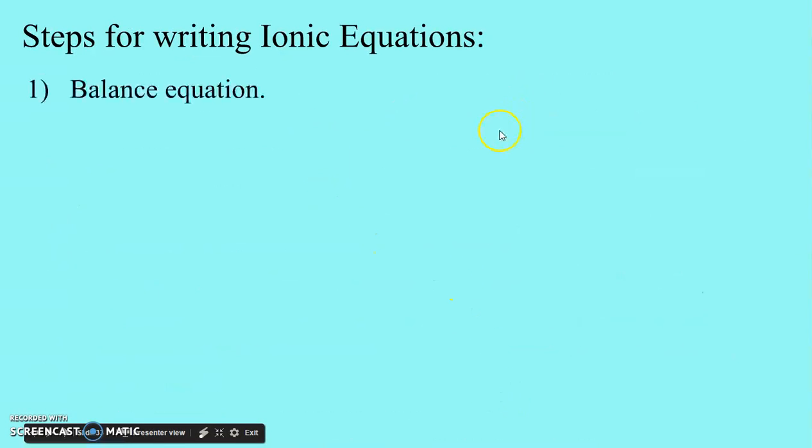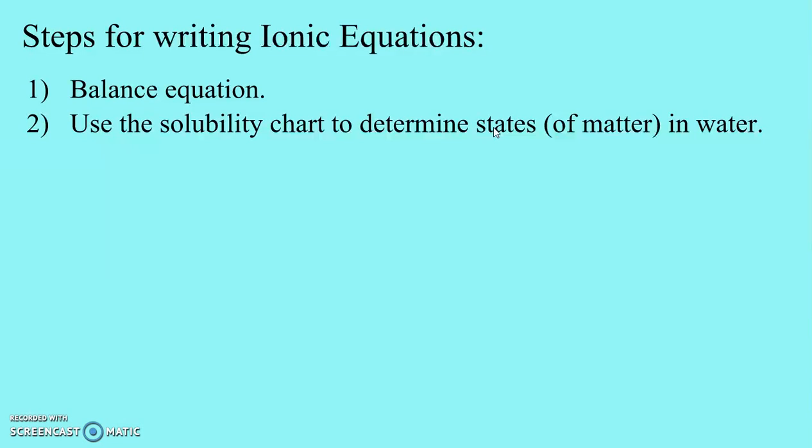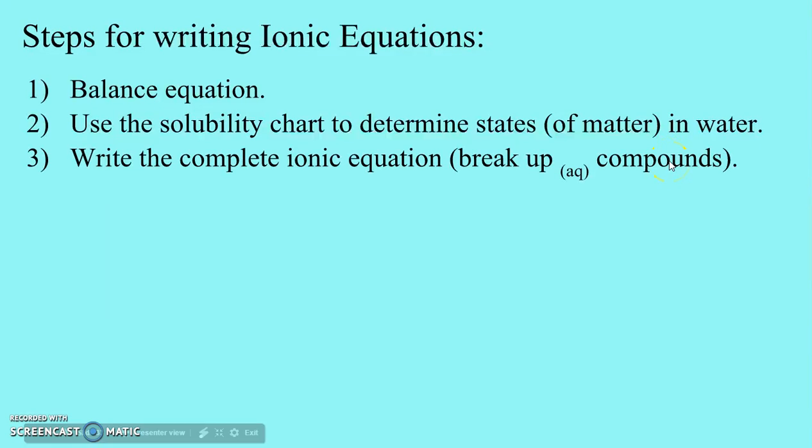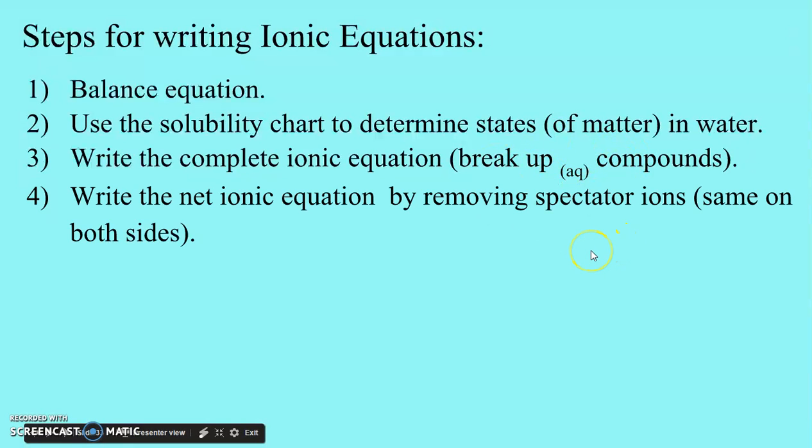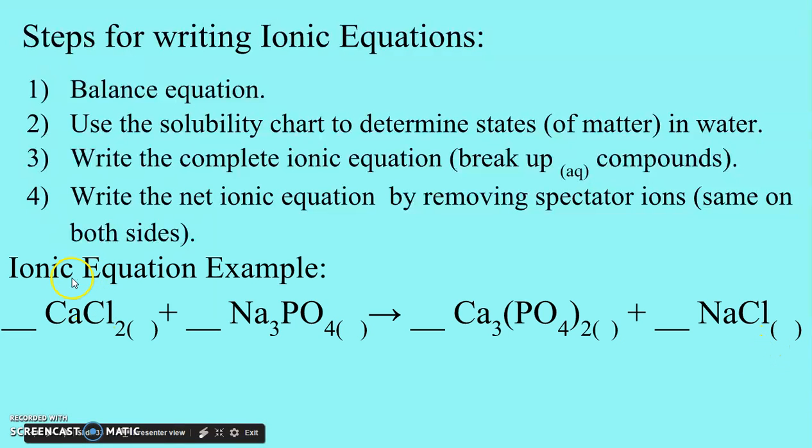The steps for writing it: you're going to want to start with a balanced equation. Use the solubility chart to determine the states of matter in water, so determine if they are aqueous, meaning they dissolve, or if they stay a solid. Then write the complete ionic equation, breaking up the aqueous compounds into their individual ions. From there, you can remove the ones that don't react. If something stays the same on both sides, meaning it stays dissolved on both sides, that's a spectator ion. It's not reacting. If something forms a solid on the product side, then it is reacting and you keep it. So, an ionic equation example.